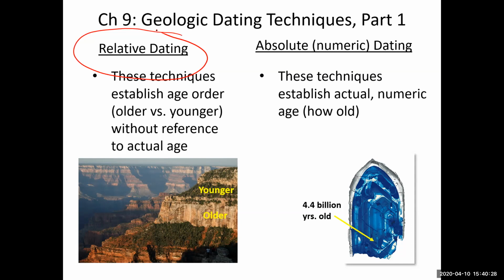And just to jump into the chapter material, relative dating techniques establish the age order of different rock units and different geologic events like mountain building and faulting, etc. And so when we're focusing on relative dating methods, we're really interested in the question of older versus younger without any reference to the actual age of the geologic event or the geologic material.